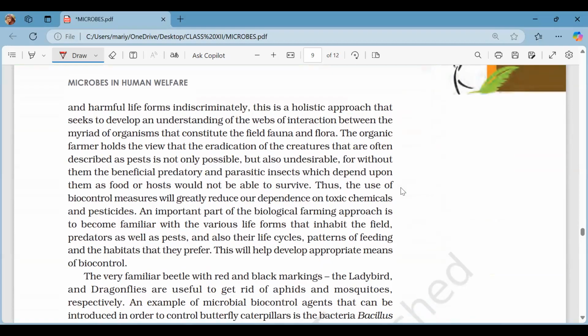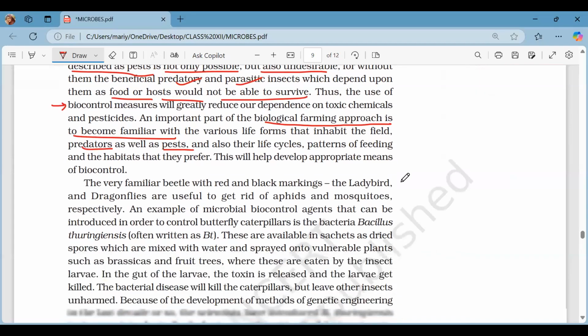So the organic farmer holds the view that the eradication of the creatures that are often described as pests is not only impossible, but also undesirable, because predator and parasitic insects depend on them as food or host, so they would not be able to survive. That is why we use biocontrol measures, so that pests can be controlled in a limited amount. An important part of the biological farming approach is to become familiar with the various forms of life that inhabit the field, predators as well as pests, and also their life cycle, pattern of feeding, habitat, and everything. The farmer should know.